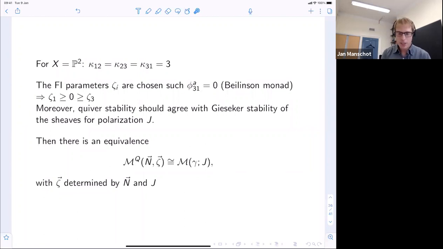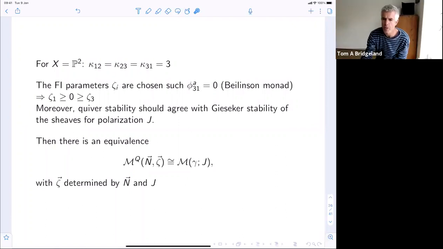So this then implies this relation, namely that zeta 1 must be larger than or equal to 0, which should be larger or equal to zeta 3. And if you then also make the Gieseker stability of the bundles coincide with the quiver stability, then we have an agreement between the quiver moduli spaces and the moduli spaces of the bundles. Okay. Are there any questions?